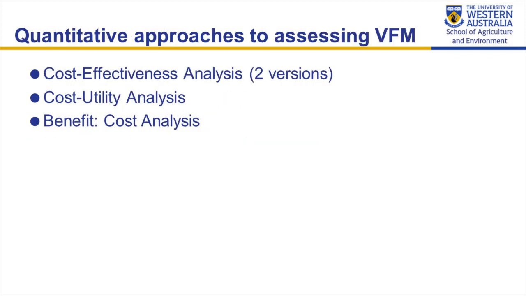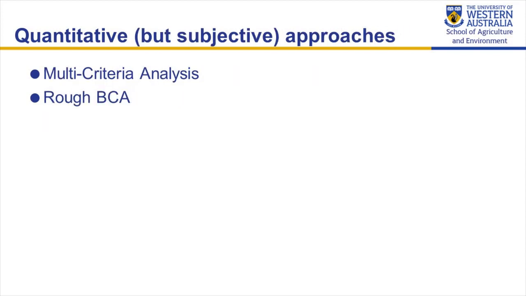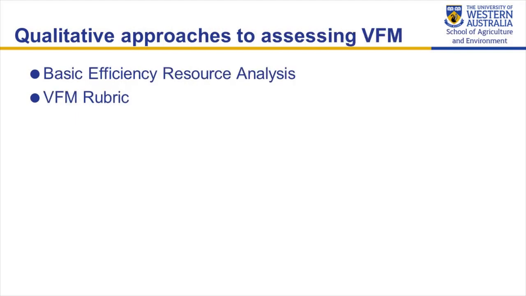All right, so I'm going to talk about a variety of different possible approaches, starting with some quantitative approaches. I'll cover a couple of different approaches that are both called cost effectiveness analysis, but they're a little bit different. I'll talk about cost utility analysis, and I'll talk about benefit costs or cost benefit analysis. I'll talk about some others that are sort of quantitative but a bit more subjective, so multi-criteria analysis and a rough BCA, which I'll explain when we get to it. And then I'll cover a couple of relatively qualitative approaches that can still be useful: the basic efficiency resource analysis and a value for money rubric.